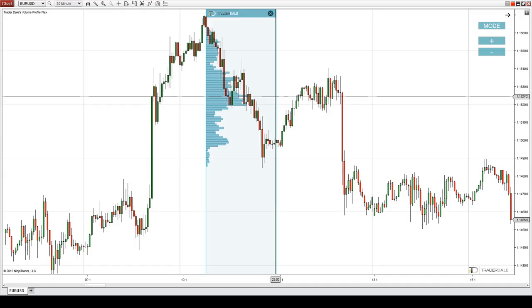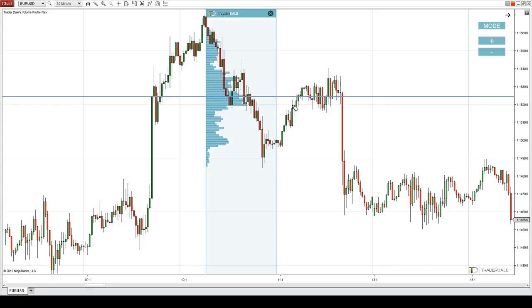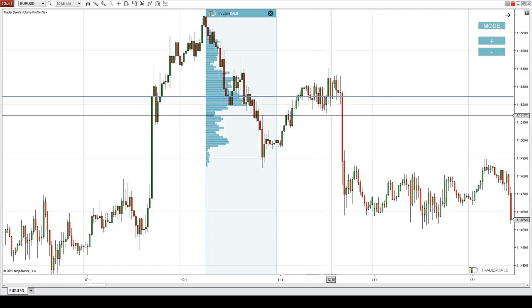So let's draw a line there. It seems that the level was tested. This test right there. Let me check. So the price turned 2 pips earlier and made a 9 pip reaction. As I said, I'm going for 10 pips.